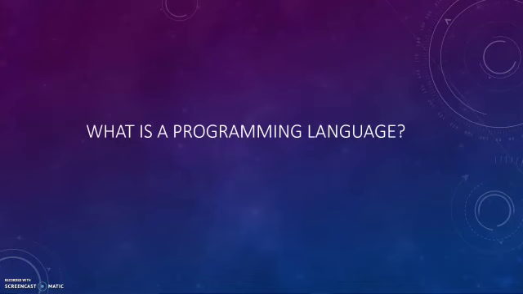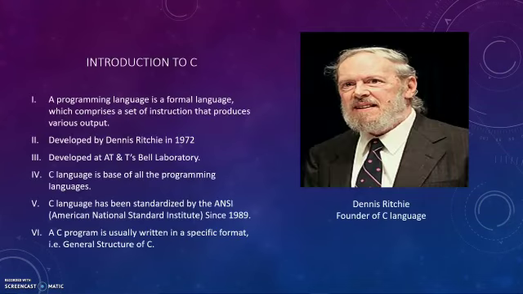What is a programming language? Do you have any idea what is meant by a programming language? Okay, let me tell you. A programming language is a formal language which comprises a set of instructions that produces various outputs. Let me put this in simple words. A programming language is a language which compiles some statements to produce an output.